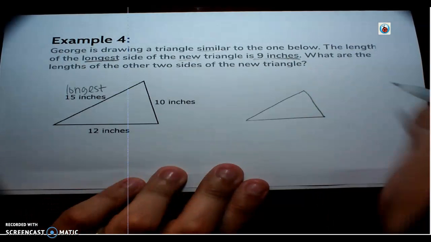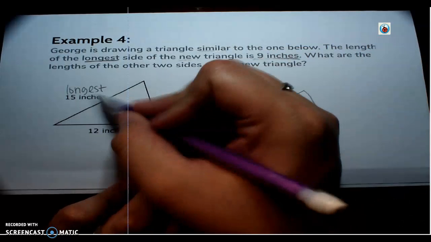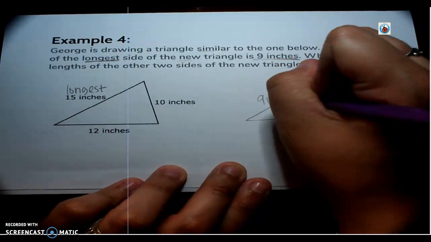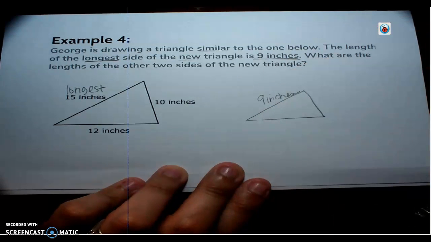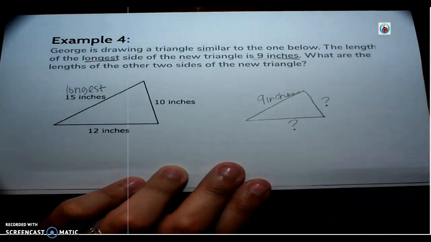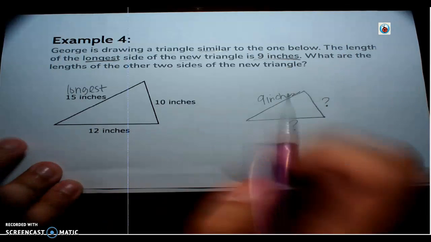So I'm going to draw my similar triangle a little bit smaller. And the only thing I know about this new triangle right now is that the longest side is 9 inches. So this was my longest side, my hypotenuse. So this is my corresponding longest side. And I know that this one is 9 inches. So what are the lengths of the other two sides of the triangle? So I don't know this side and I don't know this side. But what I'm going to do is take what I do know and try to figure out what scale factor did he use to get from the original to the new.